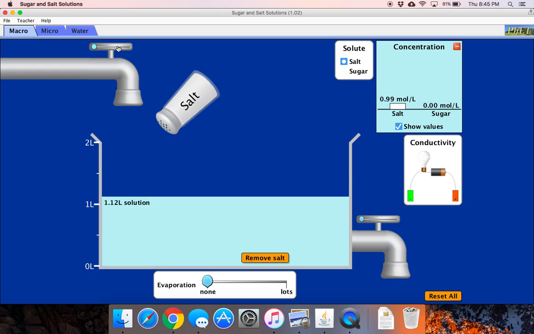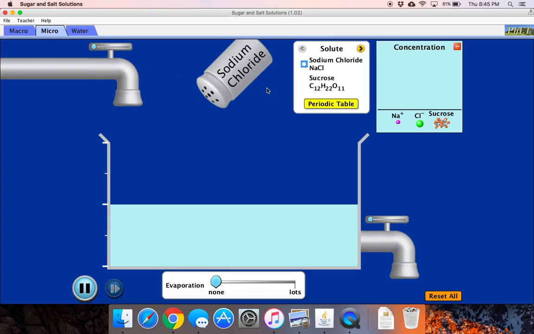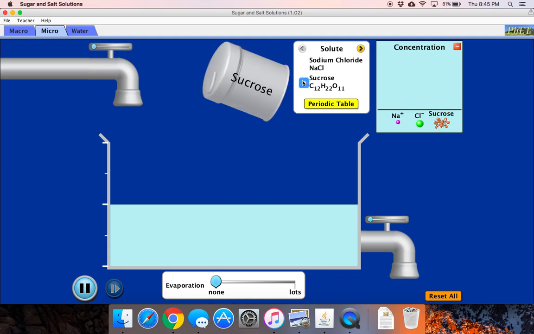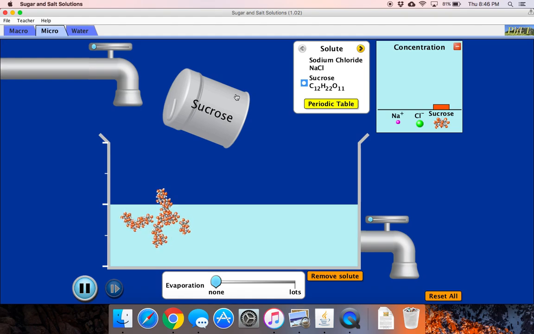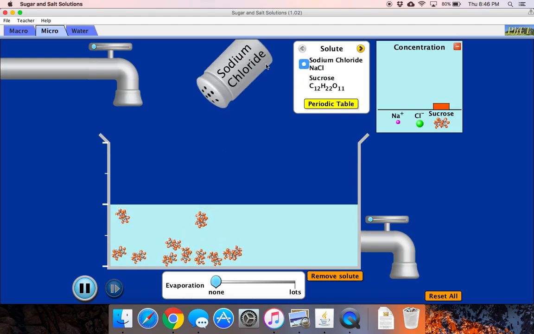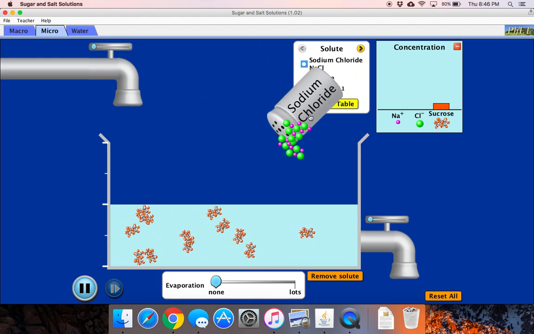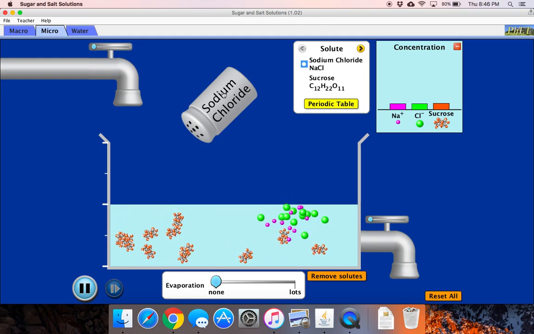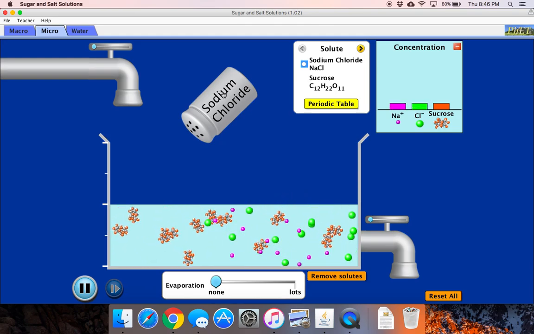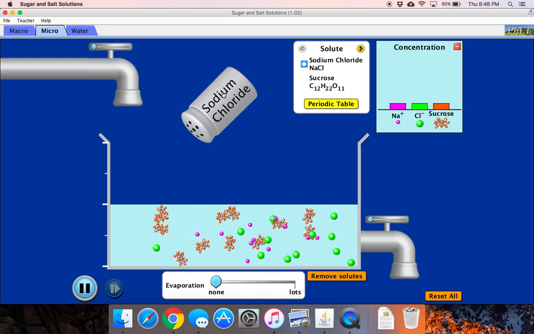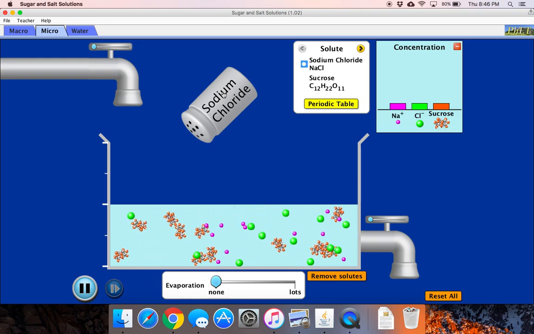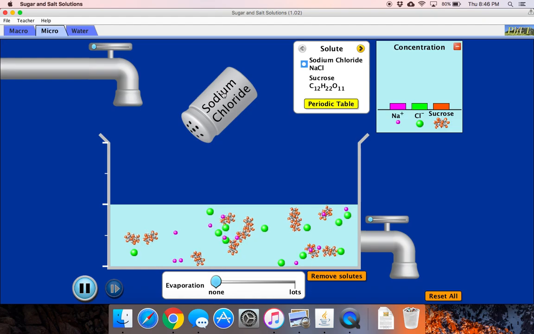If we look on the micro scale, we can get a better idea about why sugar and salt act differently. Let's look at sucrose, which is a type of sugar. We add the sucrose in there, and it indeed dissolves, but you'll notice that the molecules really stay together. In comparison, if we add some sodium chloride, table salt, the water molecules will separate the ions, and it's that separation of the ions that allows electricity to flow. That's why a solution of sodium chloride will be conductive.